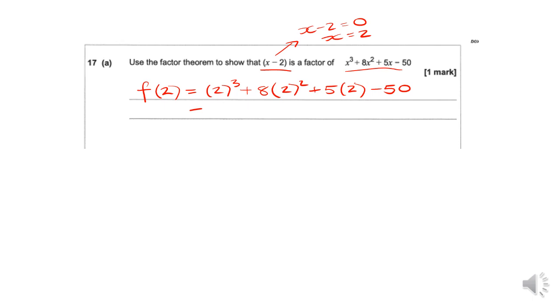So let's have a look. I get 2 cubed, which is 8. 2 squared is 4. Times by 8 is 32. So I'm on to 40 there. And then I'm going to add 5 times 2, which is 10. And then I'm going to take 50 off. Now, you can obviously work through this and say, look, I've got 40, add 10, take 50, but it's only 1 mark. So at that point, if you're sure that it's 0, you can just whack it in as 0.